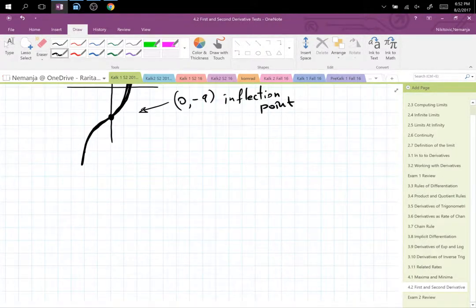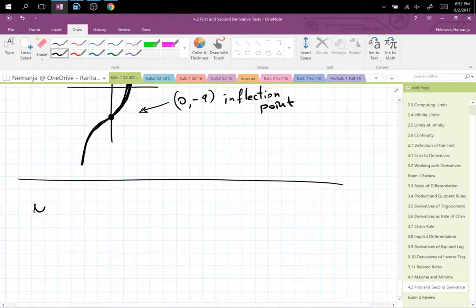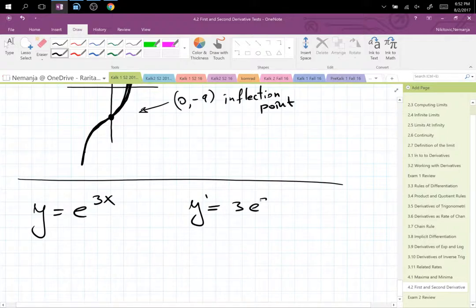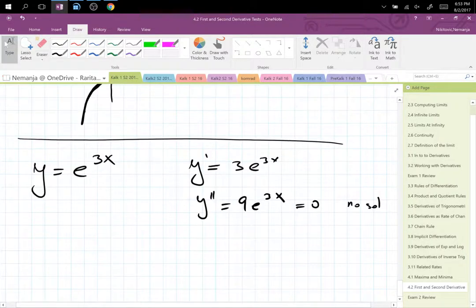We can check good old y equals e to the 3x. The first derivative is 3e to the 3x. The second derivative is 9e to the 3x. And when you set that equal to 0, what do you get? You get no solution, right? Which means no inflection points.